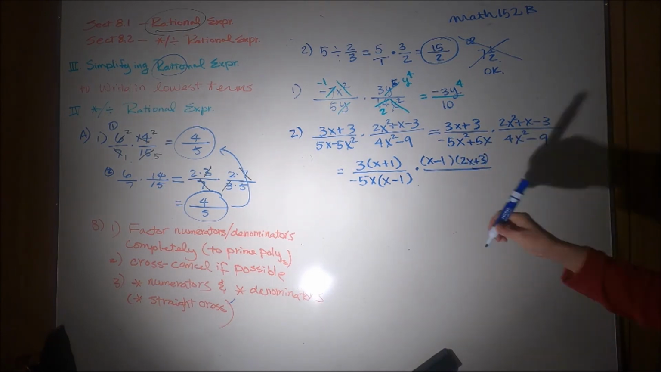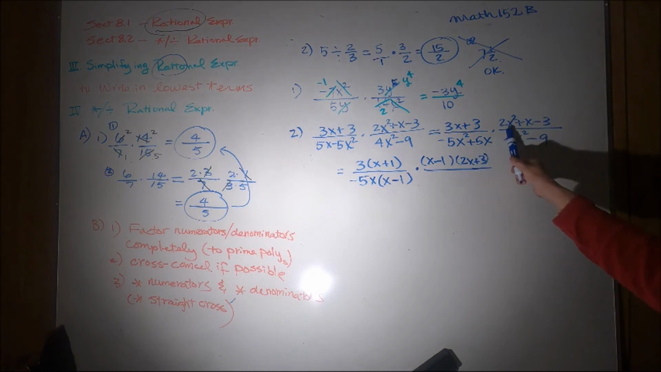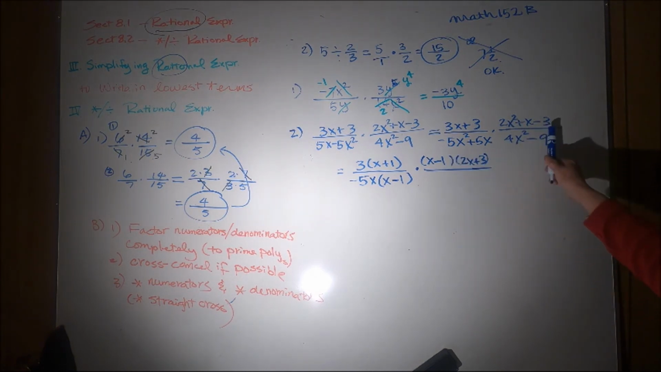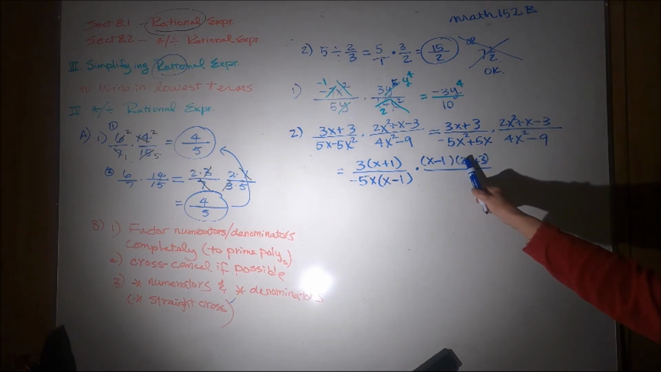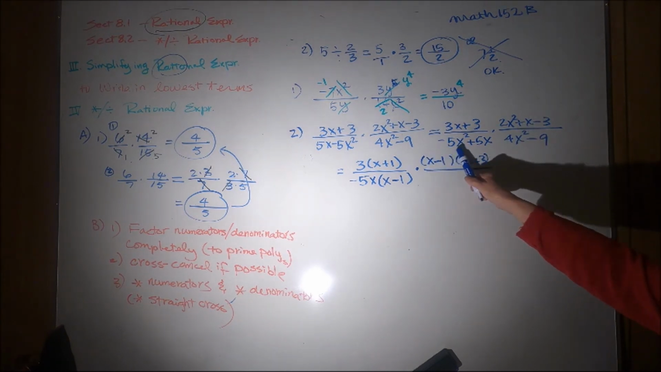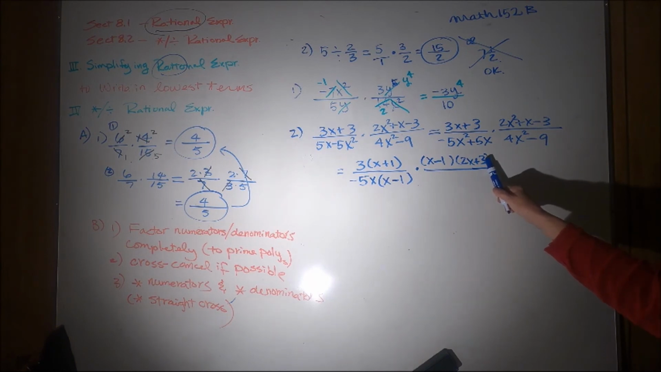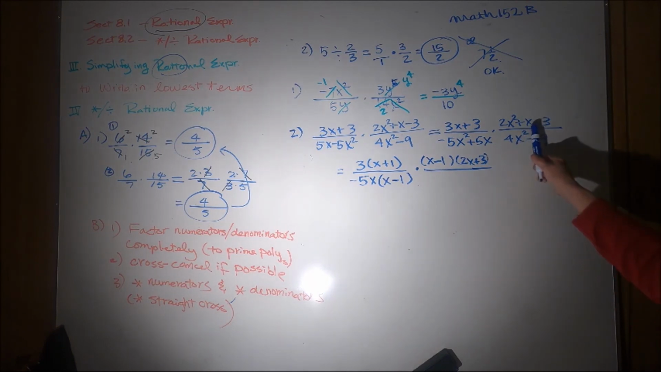Okay? So x times 2x is 2x squared. Negative 1 times 3 is negative 3. The middle term times this is negative 2x. Then times this is 3x. Combine like terms, you will have x.